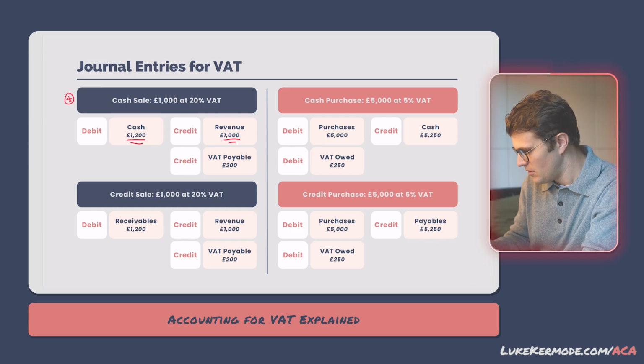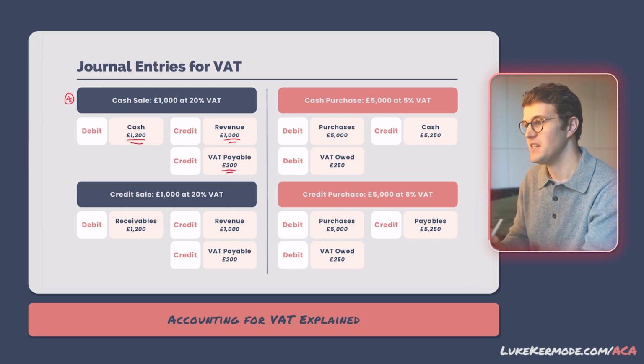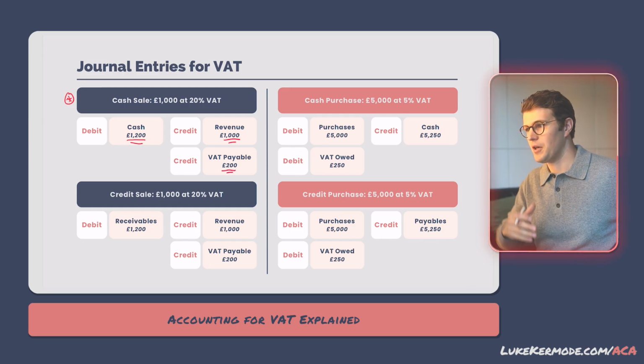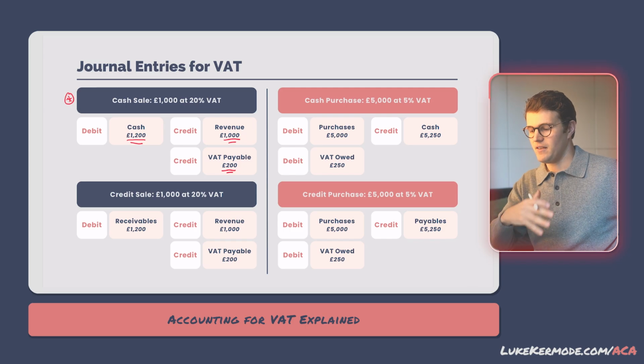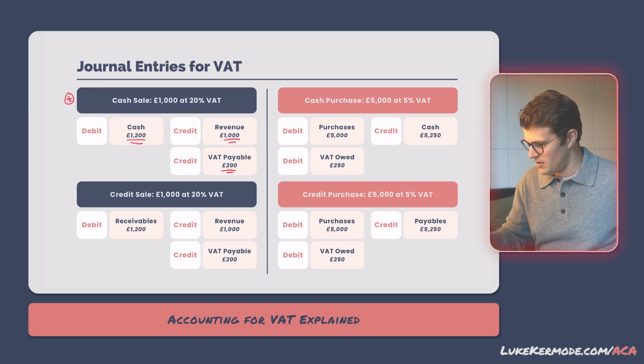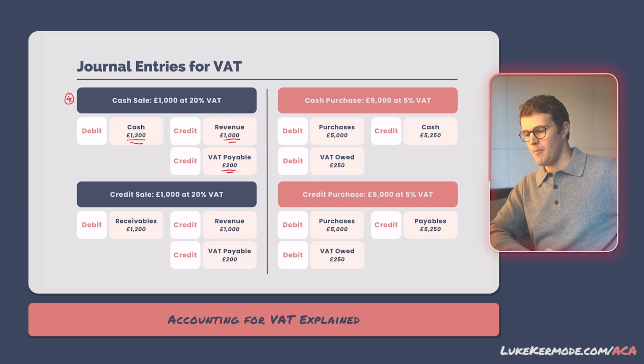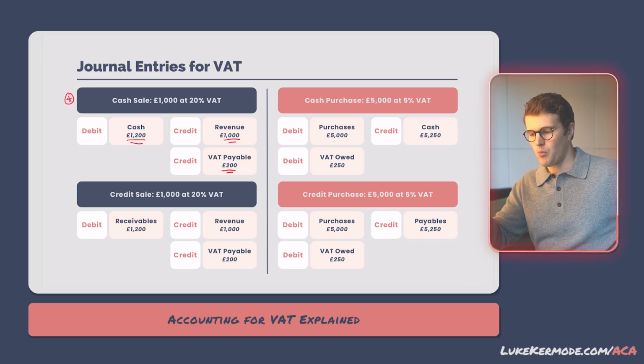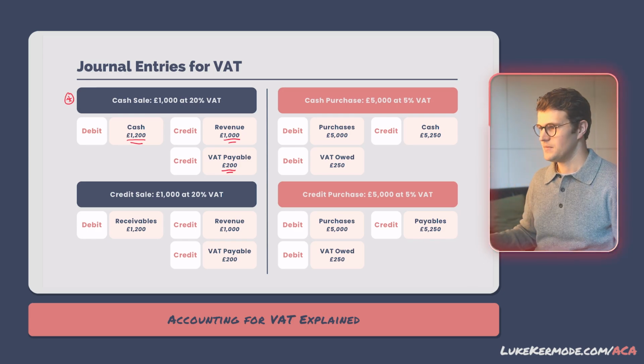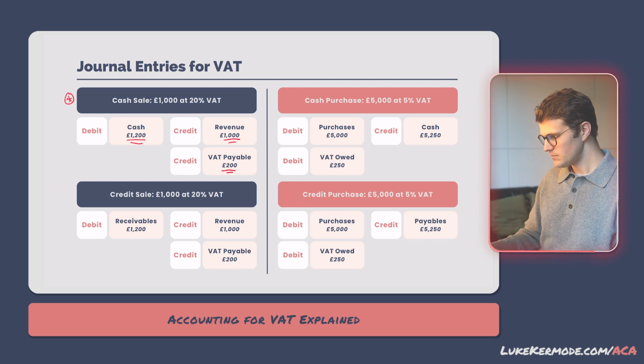And we also need to credit the VAT payable account by £200 because the business needs to reflect the fact that it owes HMRC £200. So we credit the VAT payable account. So what we're saying here is that £1,200 of cash that they're debiting isn't all revenue. £1,000 of that is revenue, but £200 of that is VAT that they owe to HMRC.